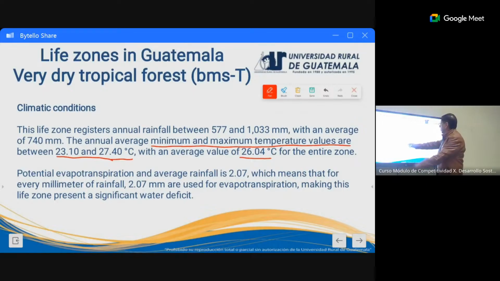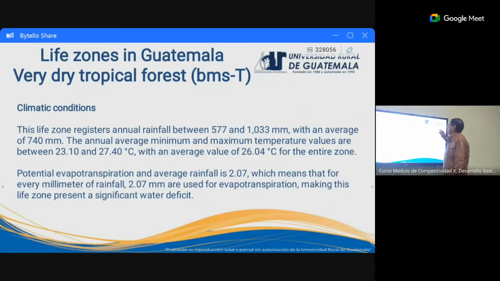Potential evapotranspiration and average rainfall is 2.07, which means that for every millimeter of rainfall, 2.07 millimeters are used for evapotranspiration, making this life zone present a significant water deficit. So here we will not be able to find enough water.